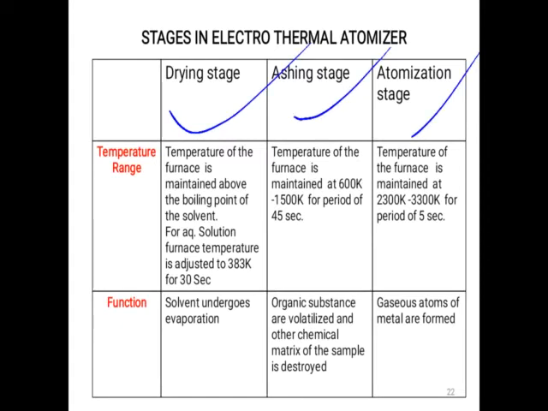So in the drying stage, the temperature of the furnace is maintained above the boiling point. For example, the furnace temperature is adjusted to 383 Kelvin for 30 seconds. Then the solvent undergoes evaporation. The solvent which we use in the solution, right. In the solution, suppose there is sodium chloride solution. So sodium chloride along with the solvent is present. So the solvent which is present must undergo evaporation so that the sodium chloride will remain in the residue form. So that is the main function in the drying stage.